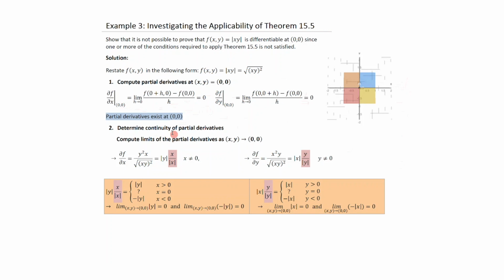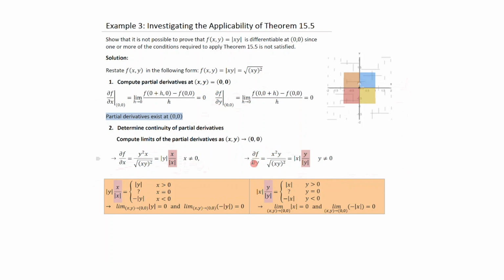So the next thing is to determine the continuity of the partial derivatives. We need to compute the limits of the partial derivatives as x, y approaches 0, 0. If we take the derivative of the function with respect to x, we end up with the absolute value of y times x divided by the absolute value of x, and this would be for x not equal to 0. Remember, we discussed earlier that this function is not defined at x equals 0.